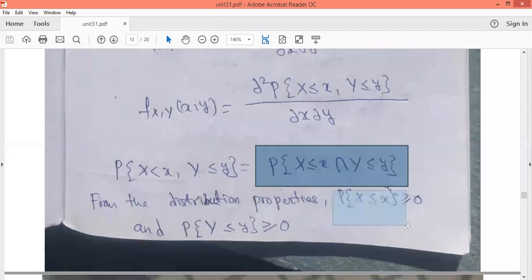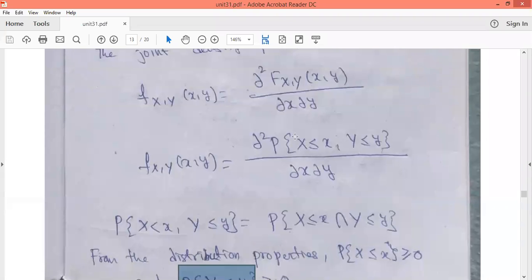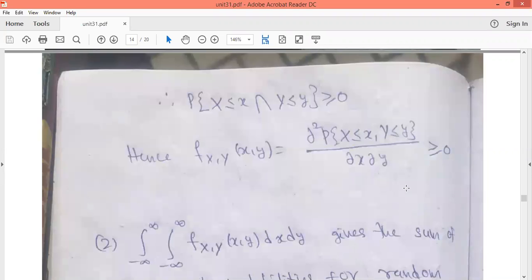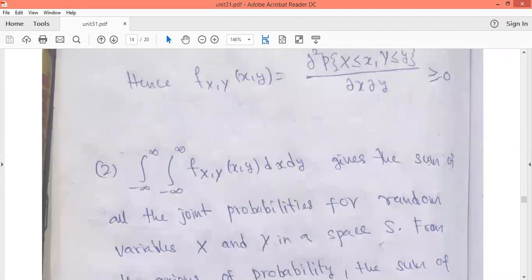And we know that the probability of any event will be a non-negative number. So the joint distribution function is also non-negative. Since it is non-negative, the derivative will also be non-negative. From that we can say that the joint density function is a non-negative number.